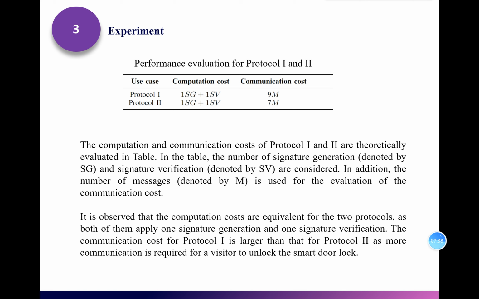It can be found that the computation costs are equivalent for the two protocols because both of them apply one signature generation and one signature verification. The communication cost for protocol 1 is larger than for protocol 2 because more communication is required for a visitor to unlock the smart door lock.